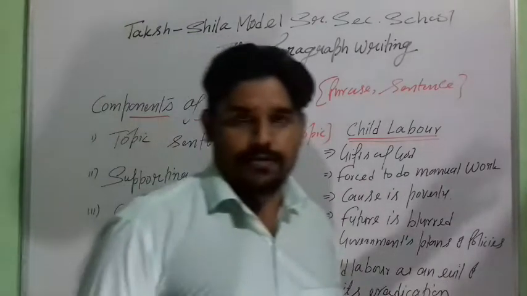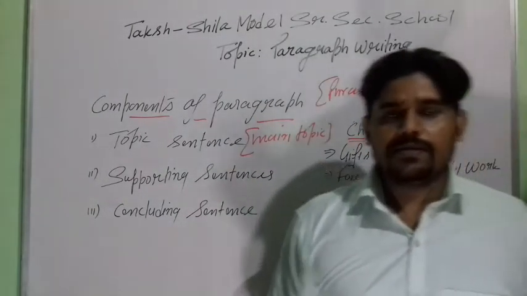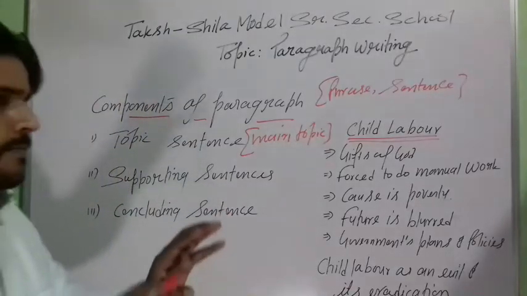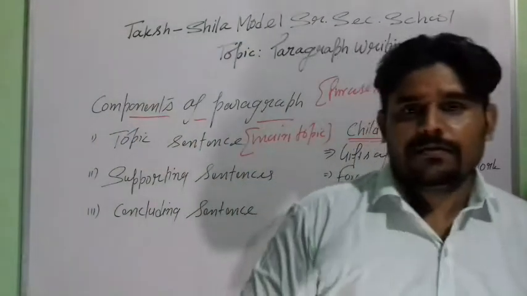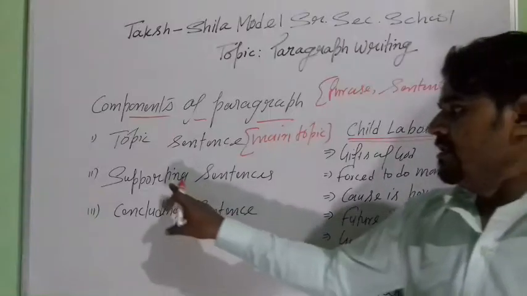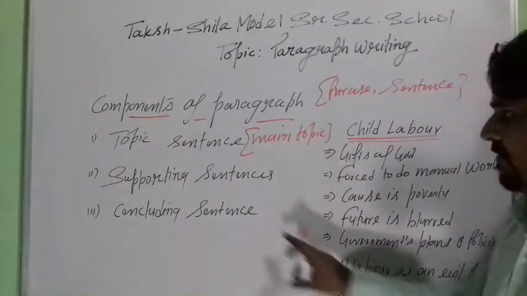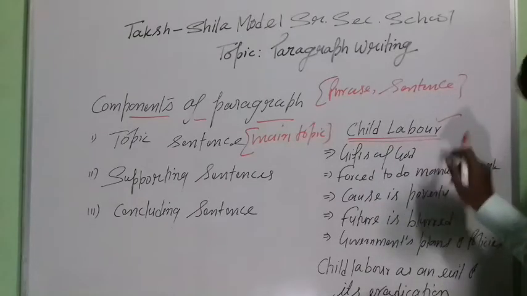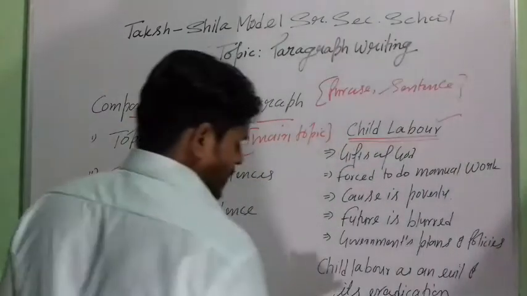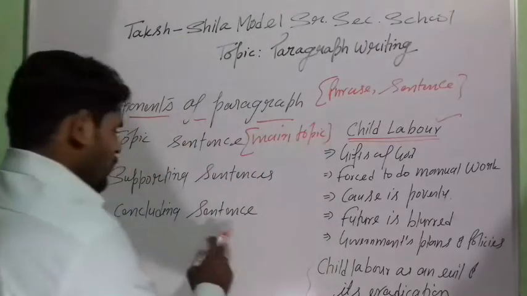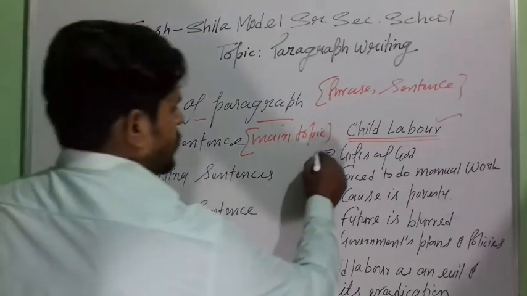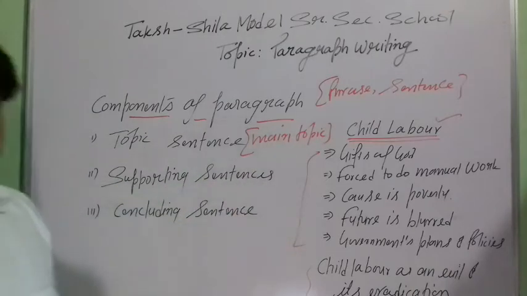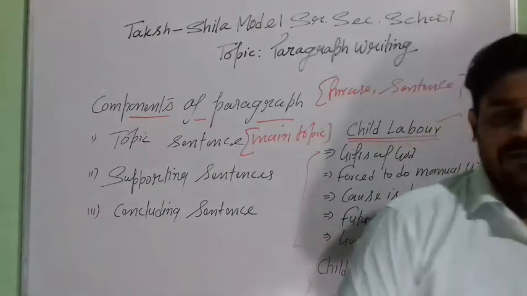Because supporting sentences are the sentences which will form the body of your paragraph, right? Means these will be the body of the paragraph. These sentences will form the body of the paragraph. There comes first the topic sentence. This one is the topic sentence for this example that I have taken here. Then this one is actually the concluding sentence, right? So you can call this the body of the paragraph. So your supporting sentences will form the body of the paragraph, right?